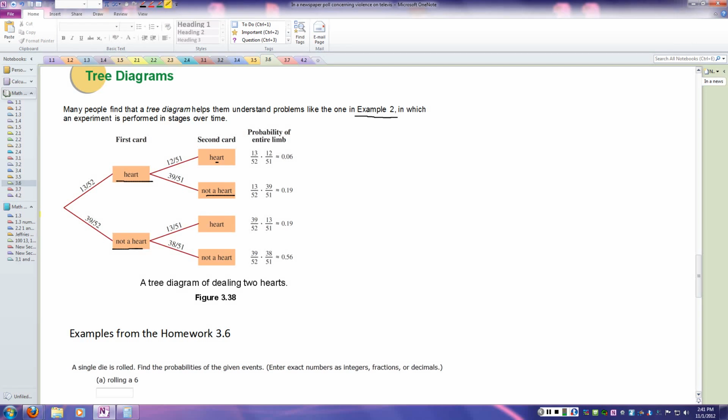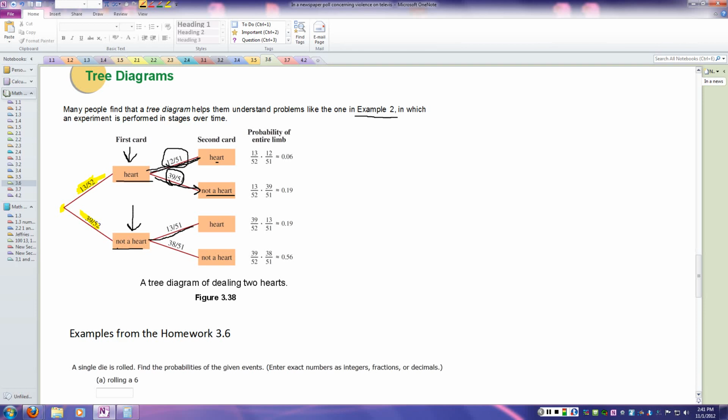So writing in probabilities here. If I draw a card, I have 13 out of 52 chances it's a heart, or 39 out of 52 chances that it's not a heart. So now coming to this branch, I assume that I got a heart the first time, so what's the probability I get another heart? Well, that's 12 out of 51, right? And if I drew a heart the first time, the probability of getting not a heart is going to be 39 out of 51.